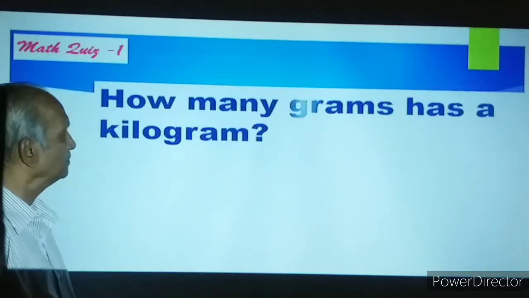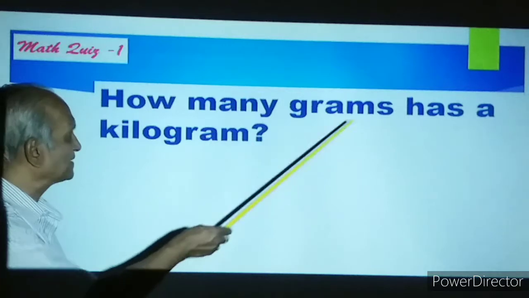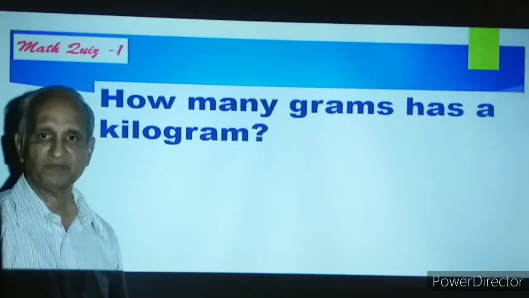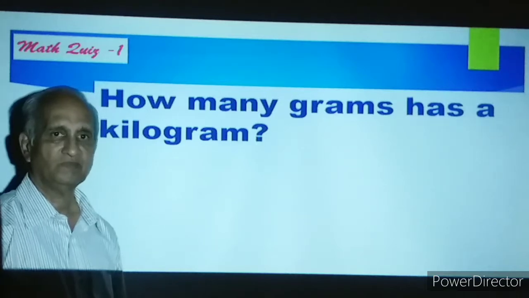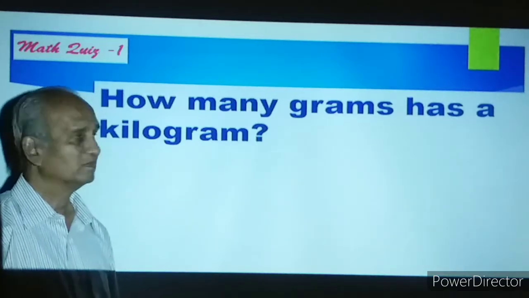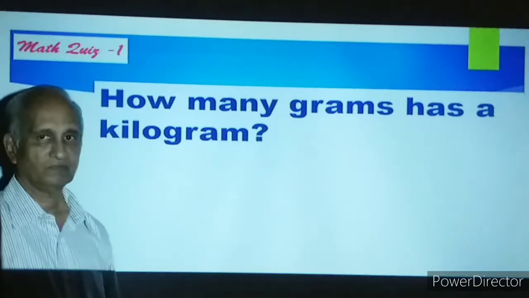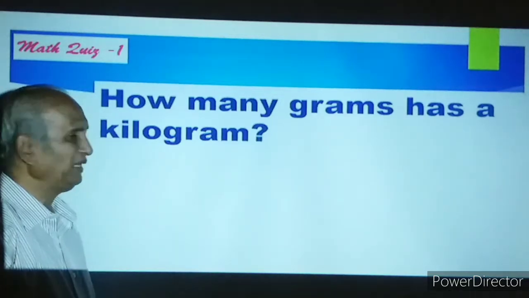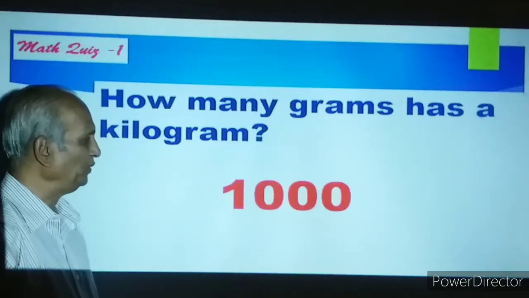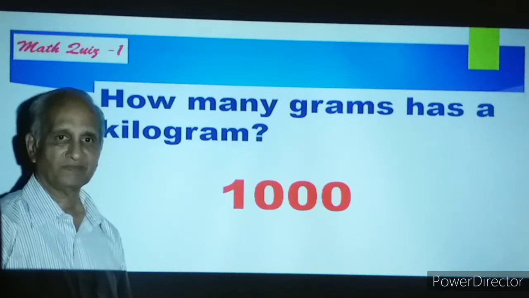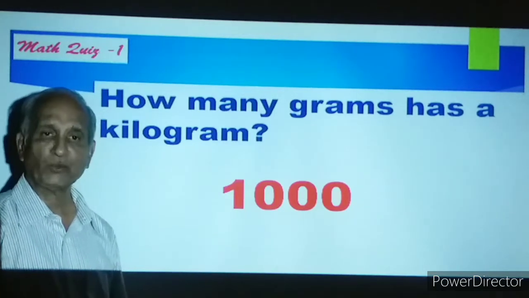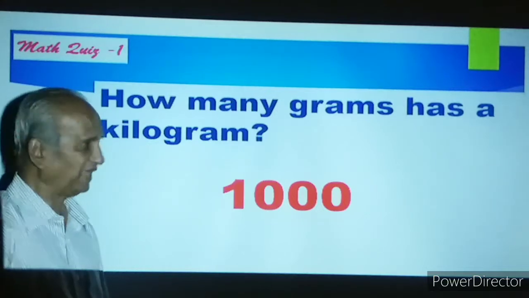Next. How many grams has a kilogram? One kilogram is equal to 1000 grams. 1000 grams make 1 kilogram. Next.